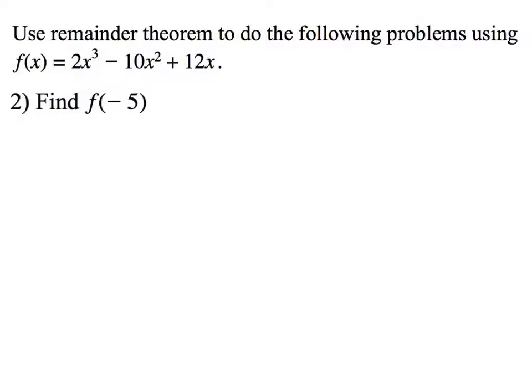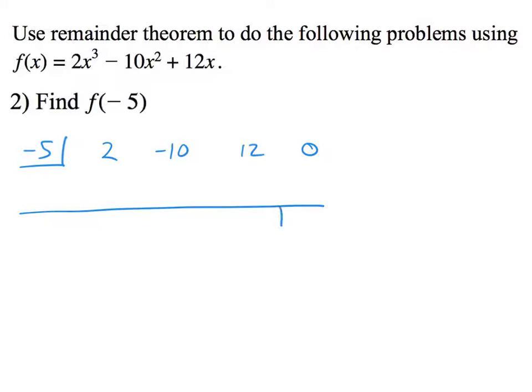Or you can use synthetic to do it, because the remainder of a division problem is the answer to f of something. So let's do negative 5 and do synthetic. I think it's easier. Then we have the 2, the negative 10, the 12, and the 0. Don't forget the 0 at the end. Bring down the 2. Negative 5 times 2 is negative 10. Add down is negative 20.